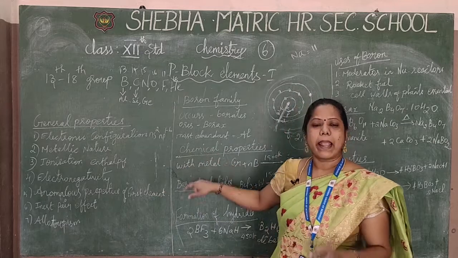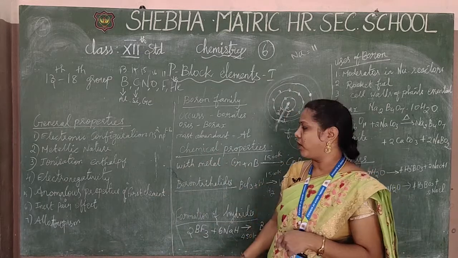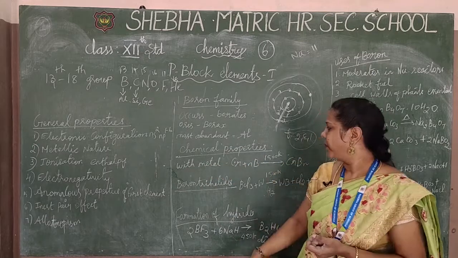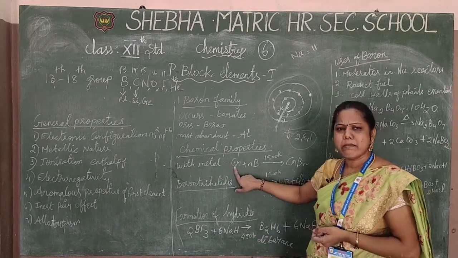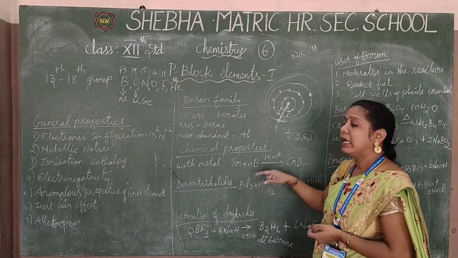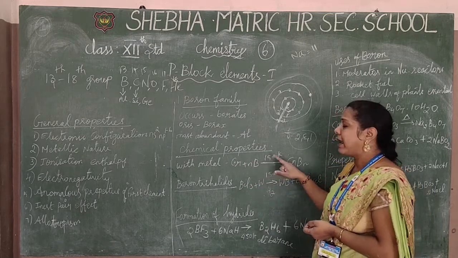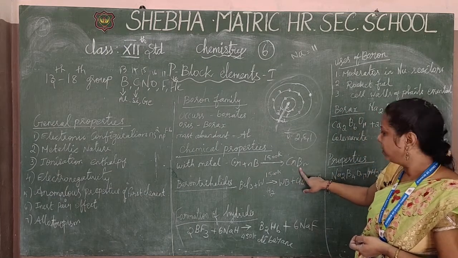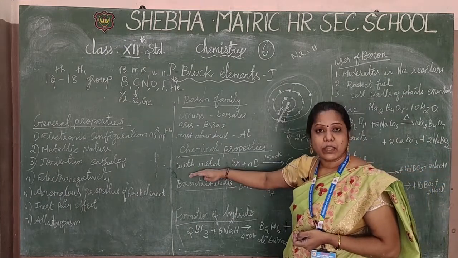Now I am going to explain about the chemical properties of boron. Boron reacts with metals. You have to take chromium and react it with boron at 1500 Kelvin. We get chromium boride; that is the reaction with metals.